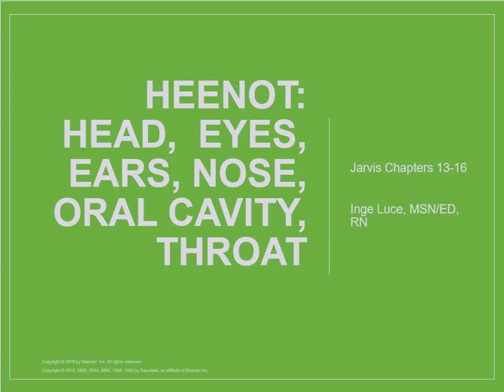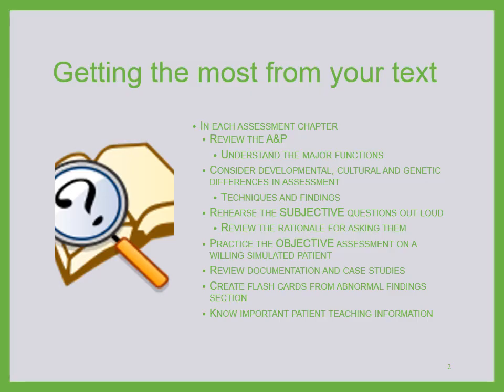Chapters 13 through 16 in our Jarvis text cover head, eyes, ears, nose, the oral cavity, and the throat. In order to get the most from your reading, make sure that you review the anatomy and physiology from your textbook and understand the major functions of each body system. Consider how developmental, cultural, and genetic differences will change your assessment techniques and findings.